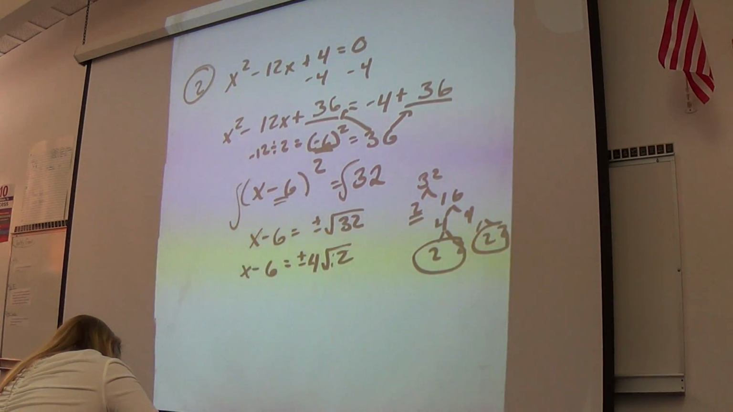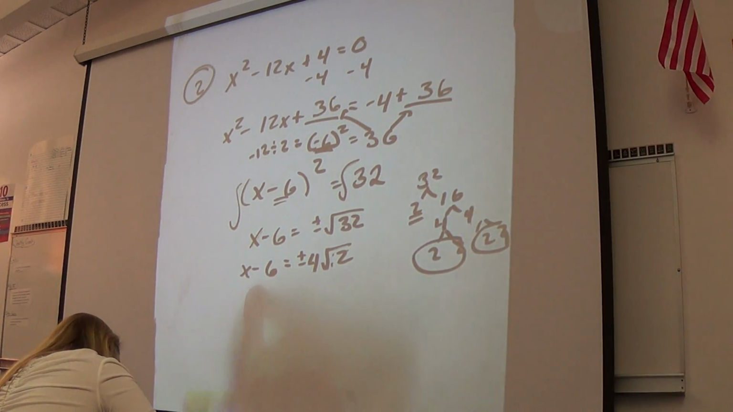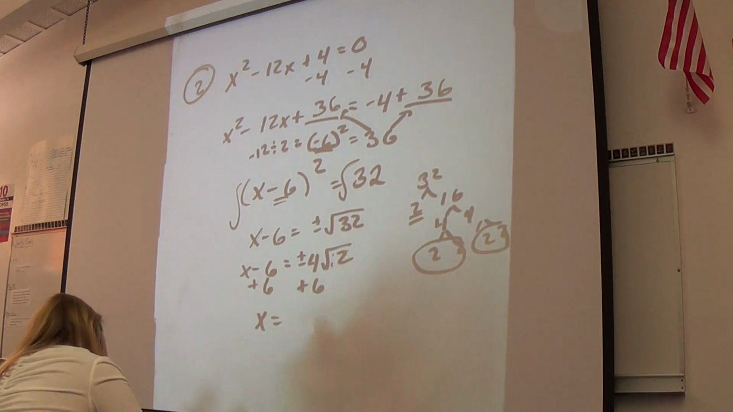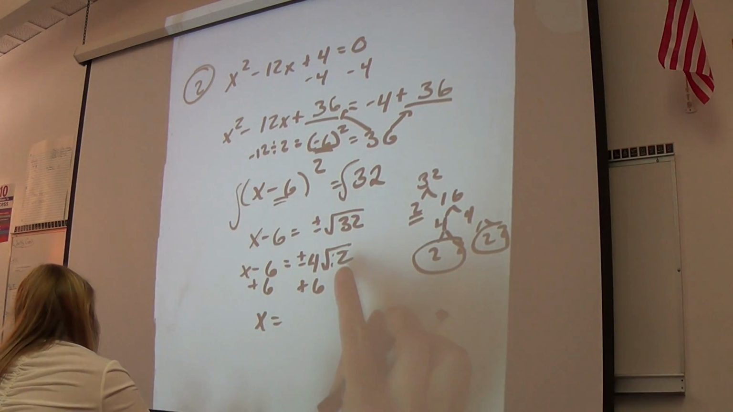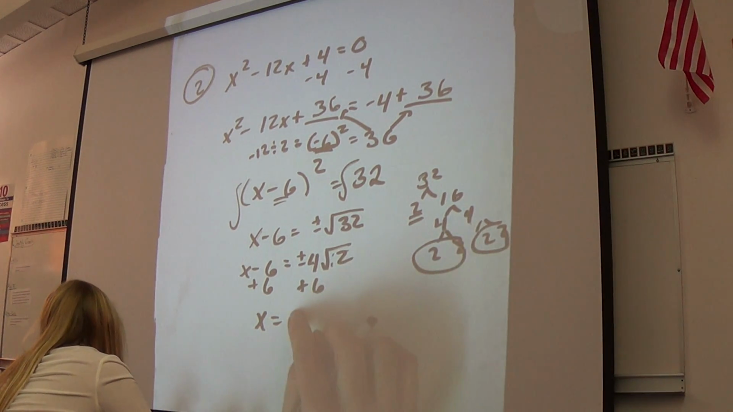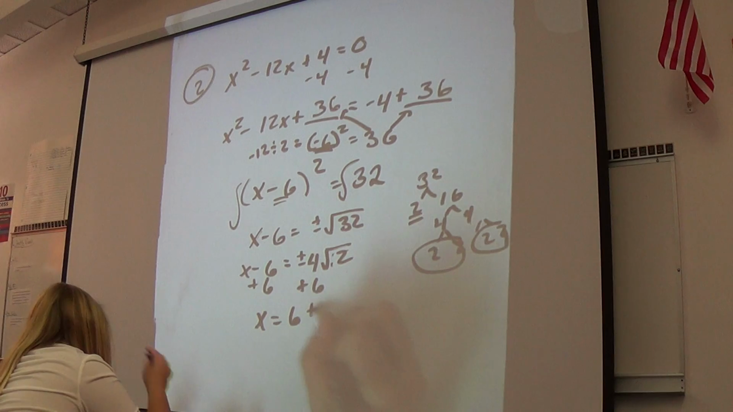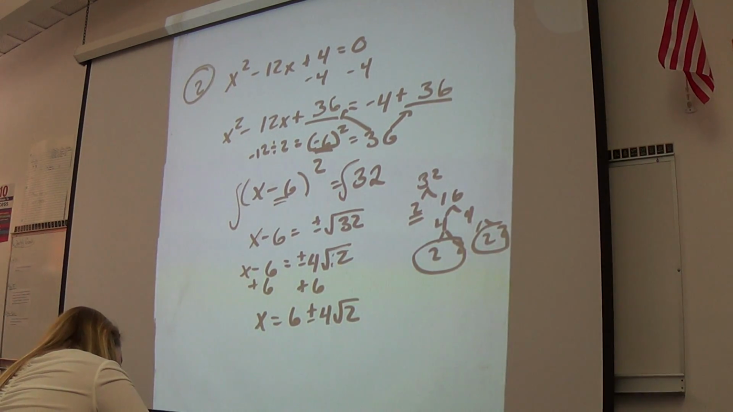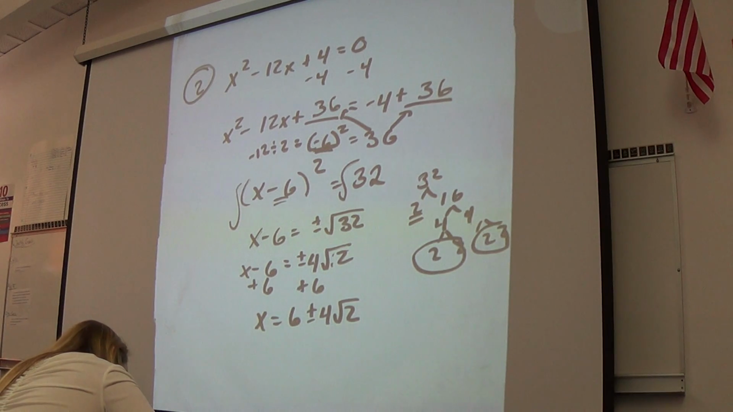Good so far? All right, now I need to get x alone. How do I get x alone? There is no way I can add 6 to this chunk. I don't know what the square root of 2 is. I just can't do it. The 6 needs to go in front, and then that plus or minus goes in the back. That's the only time you'll get a number in front of the square root, or the plus or minus, I should say.